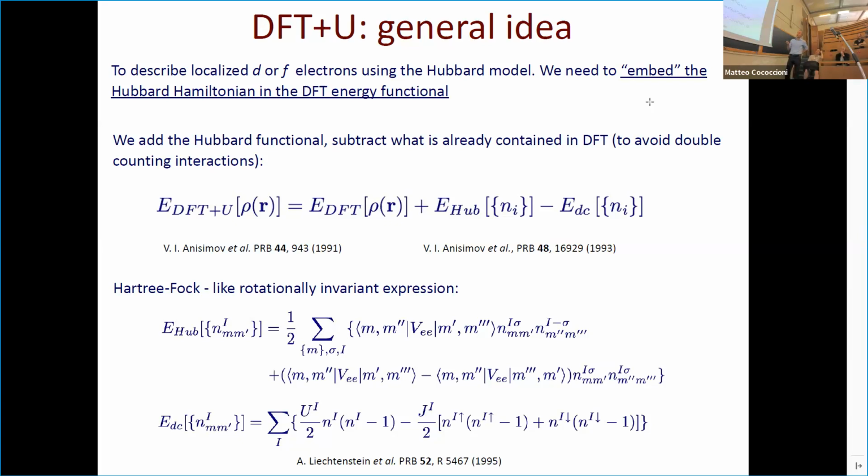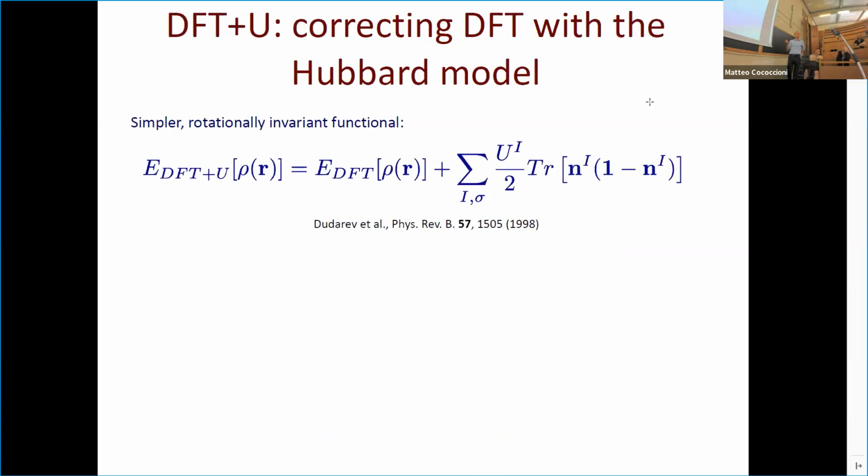Now there are several formulations of this functional. One of the most convenient is the so-called rotational invariant one, introduced in 95 by Liechtenstein and his co-workers, and here's the Hartree-Fock-like expression that they used. We will mostly focus on a simplified version of it, which is also the one that represents the reference implementation in Quantum ESPRESSO. It's still rotational invariant, because it's based on the trace of this combination of products of matrices, but as a simple expression, it only depends on this parameter, which is the Hubbard interaction. Okay, so this is the one that we will refer to.